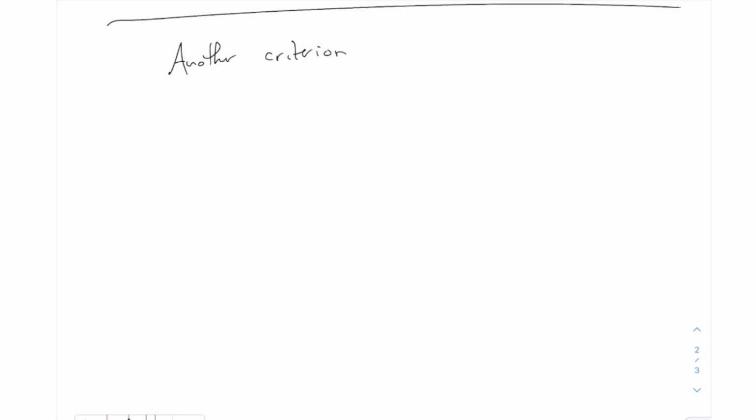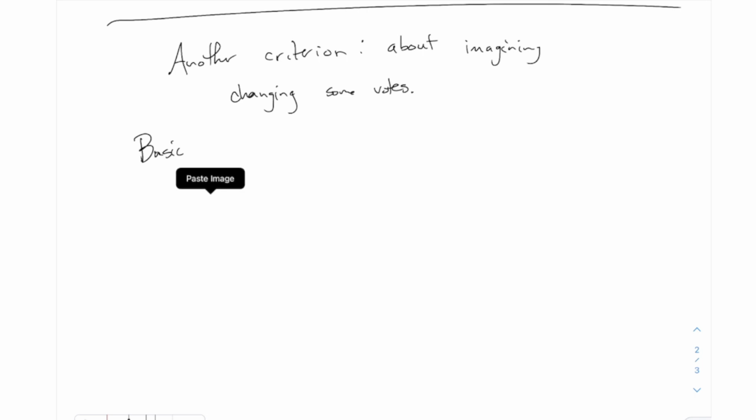Another criterion is about imagining changing our votes, changing some votes. And specifically, it's about what would happen if I changed my mind in a way that increased somebody's ranking on my vote. All right? The basic idea here, and I'm going to give you a little demonstration.